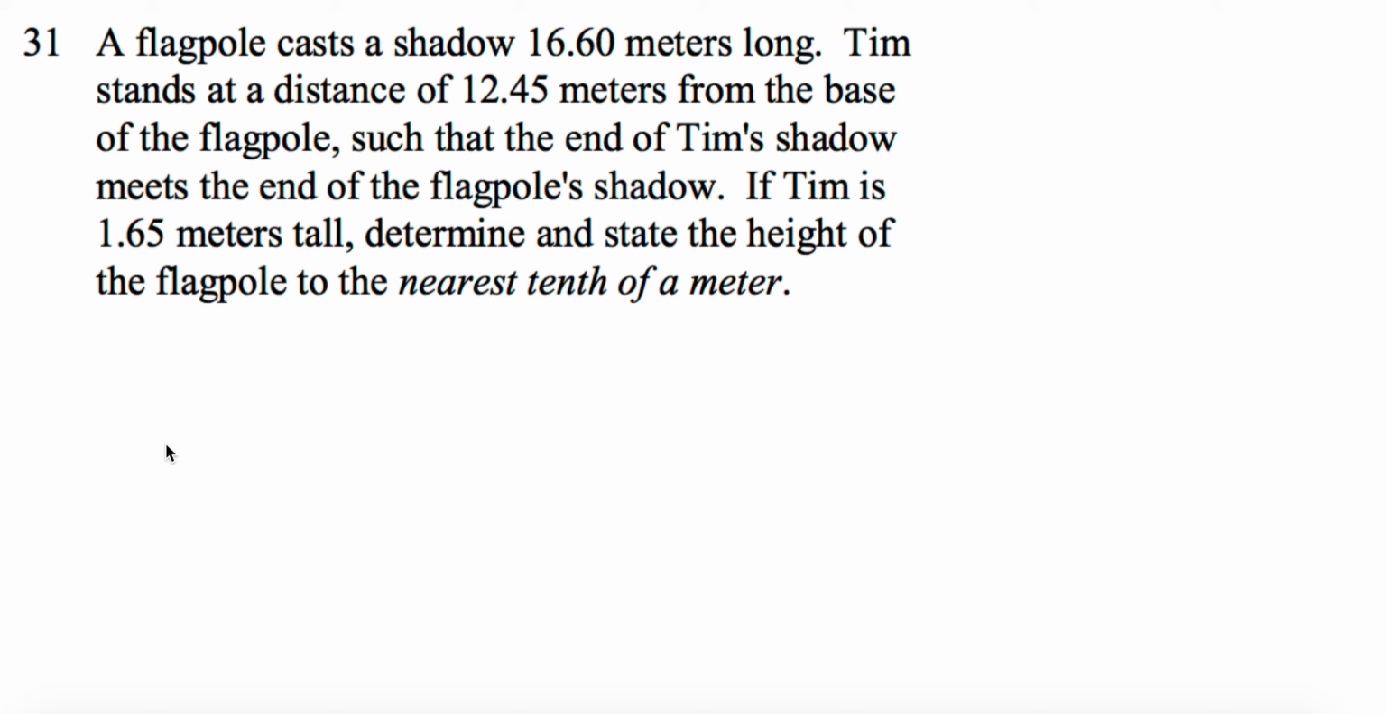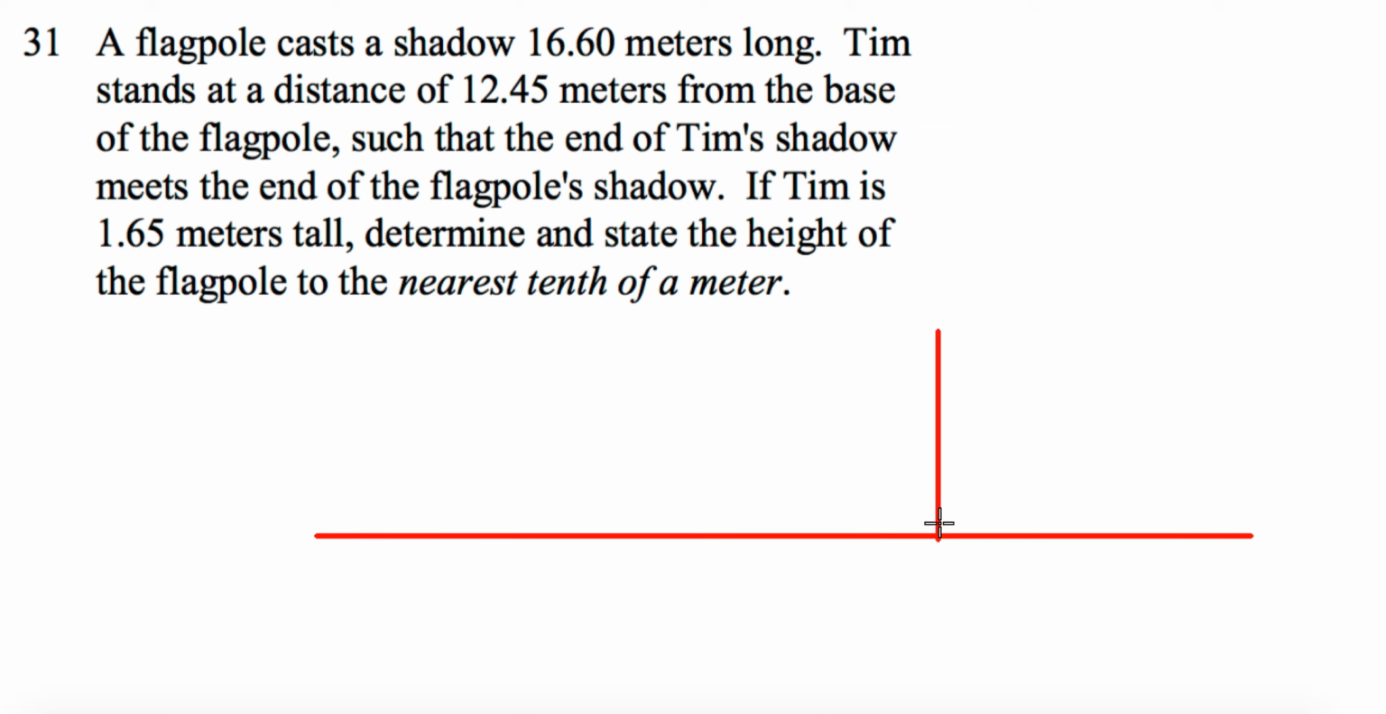All right, let's look at number 31. A flagpole casts a shadow of this much. So imagine I have the land, there's a flagpole right over here, and it casts a shadow of 16.6 meters long, while Tim stands a distance of 12.45 meters from the base of the flagpole. So Tim is right over here.